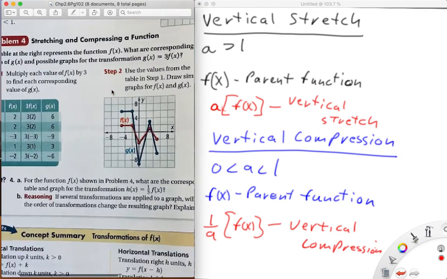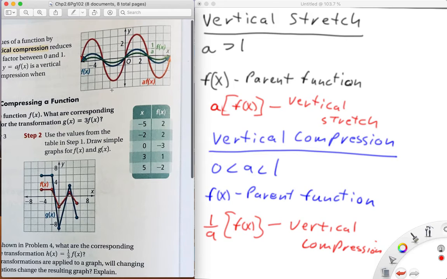Here's an example of it. Here we have our regular function in blue. Then if you multiply by a in red, you stretch it out, so it stretches out both in the x and the y direction. If you use the fraction 1 over a, then you shrink it and it compresses.